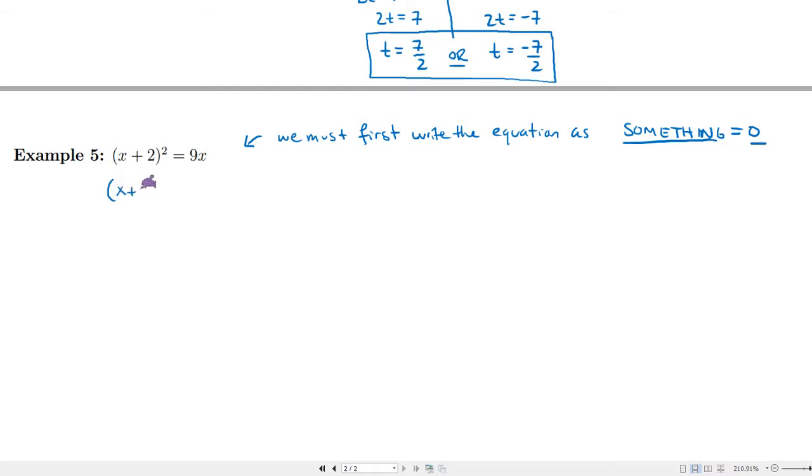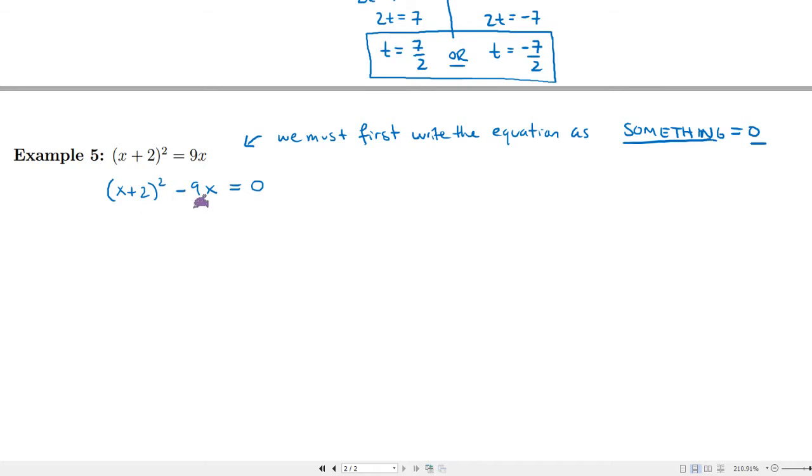So we have (x + 2)² − 9x = 0. And then we could try to use our property of 0 and factor this side. Now, unfortunately, we can't factor by grouping or factor out a common factor. So we're going to have to first expand this, then simplify, and then factor.